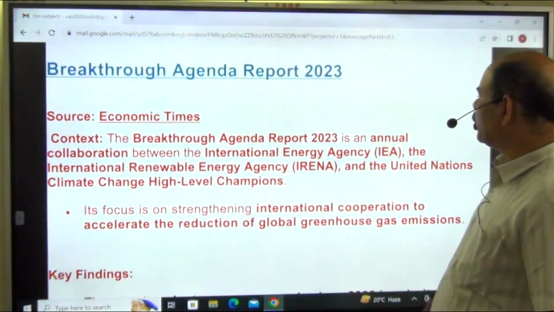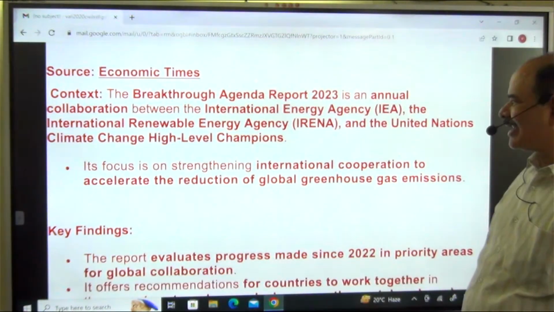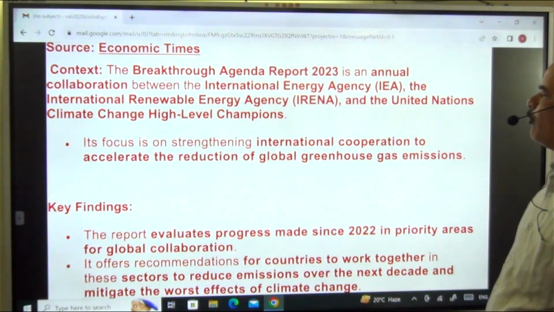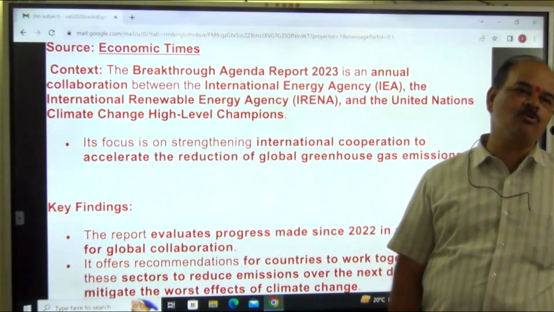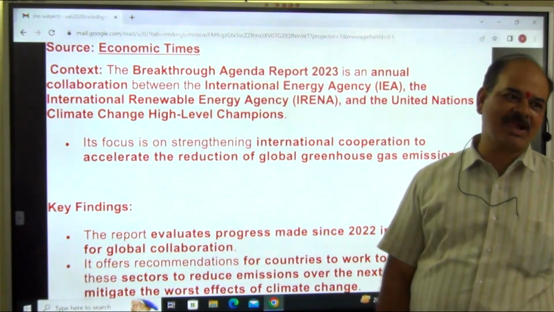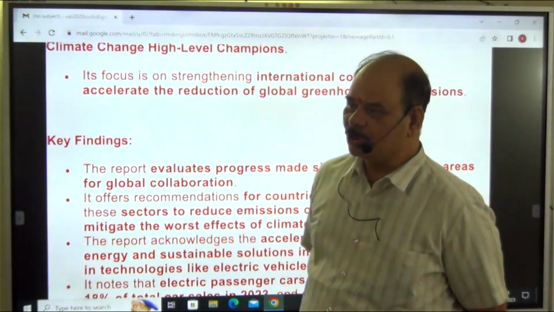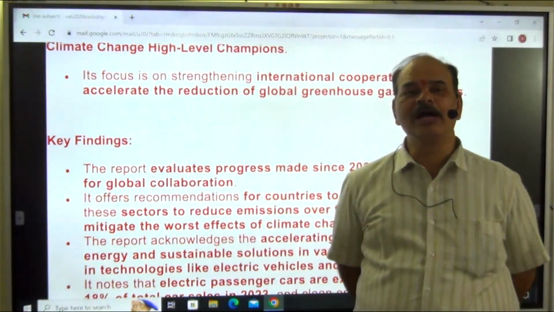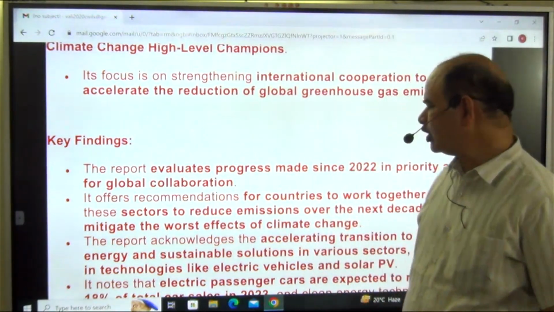The Breakthrough Agenda Report 2023 is an annual collaboration between the International Energy Agency, the International Renewable Energy Agency, and the UN Climate Change High-Level Champions. It focuses on strengthening international cooperation to accelerate the reduction of global greenhouse gases, that is, to replace fossil fuels by clean energy. And it said that the switching over of countries from fossil fuel to clean energy is not up to the mark. But as far as India is concerned, we are placed in a better position, no doubt in it.